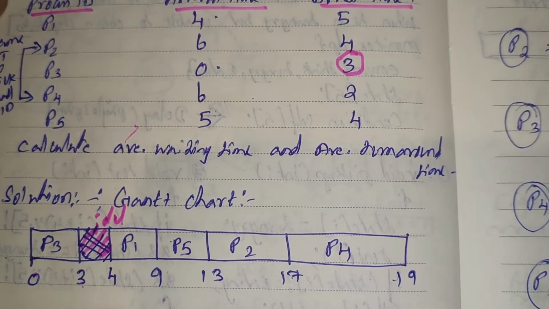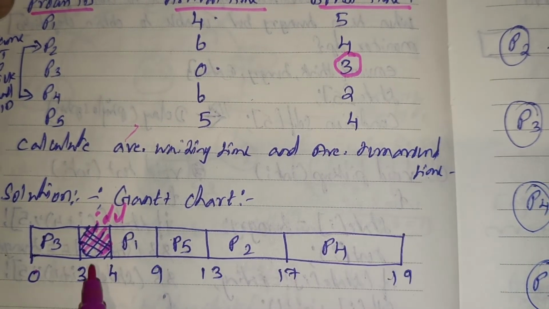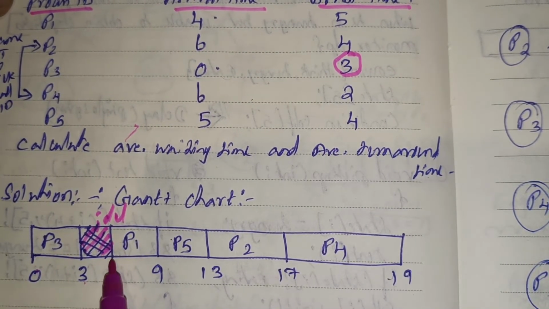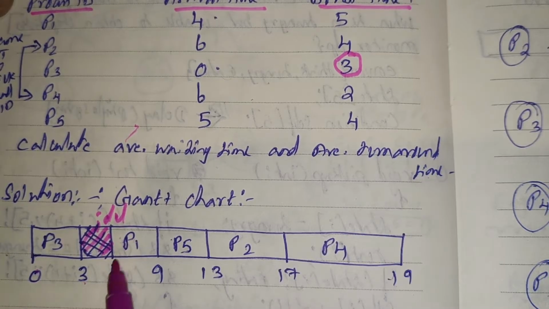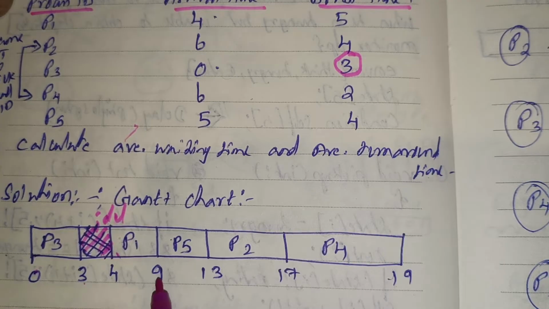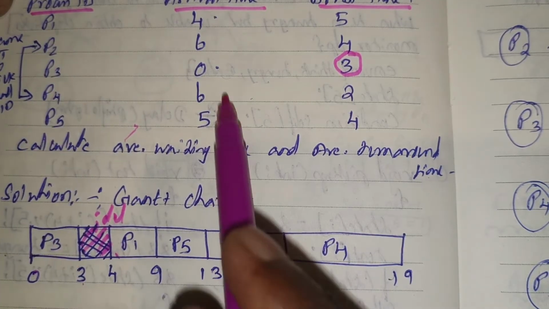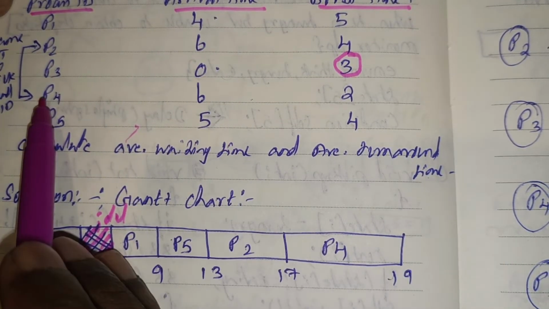So here it is, I'll adjust something. P1 is coming inside and its burst time is 5. So it takes the CPU exactly at the time of 4. What is the burst time? 5. So 4 plus 5, it ends exactly at 9. I hope you understand.